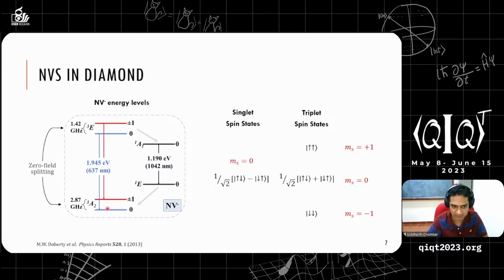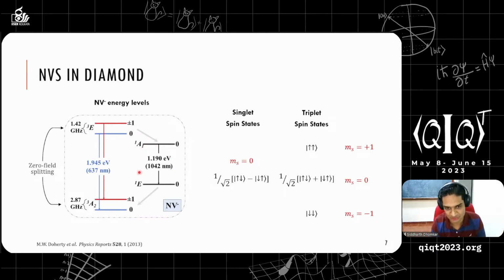There is a small splitting between those two, which is 2.87 gigahertz at room temperature. This is what we call zero field splitting. Even if you apply no electromagnetic field, you will always have this splitting. The plus minus 1 levels, without any additional external field, are going to be degenerate. Okay, so they'll have the same energy. This is the excited state, and this is the singlet state.